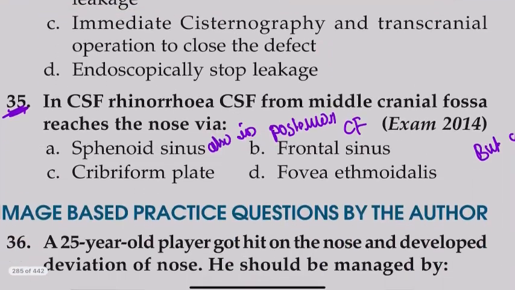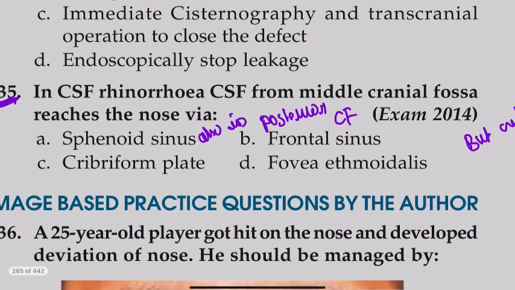Now in CSF rhinorrhea, CSF from the middle cranial fossa reaches the nose via, as I have already mentioned before, the sphenoid. From the anterior cranial fossa, it is the cribriform plate. But in the middle and posterior cranial fossa, it is the sphenoid sinus.